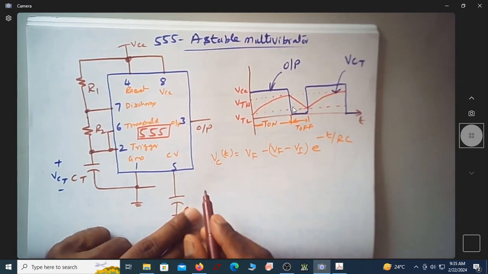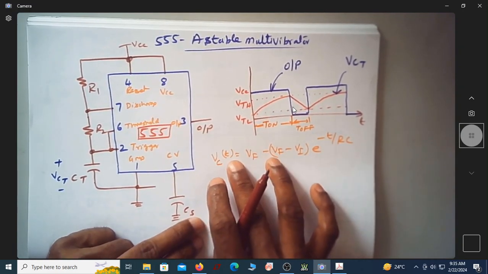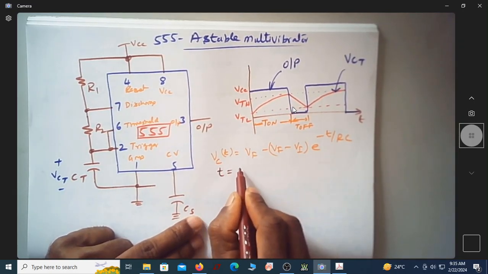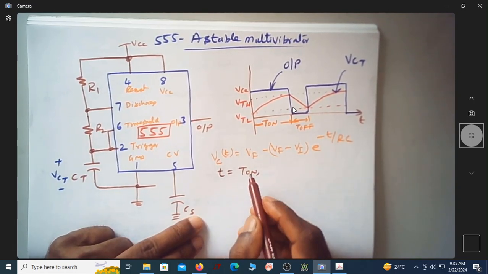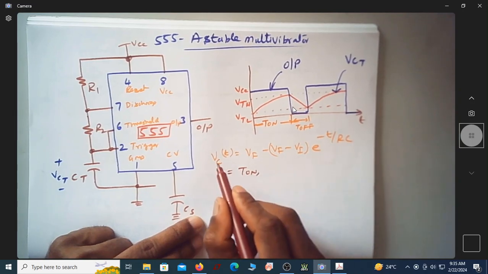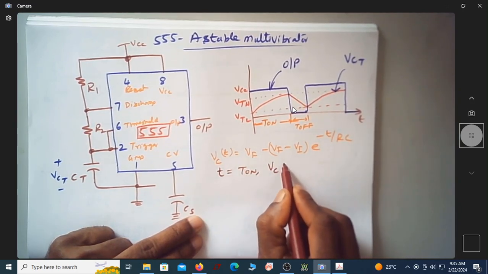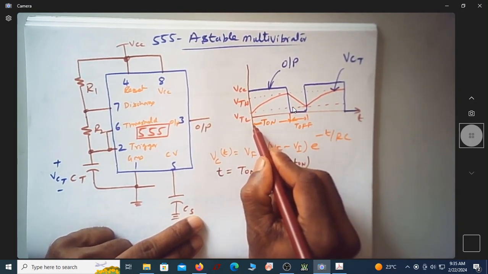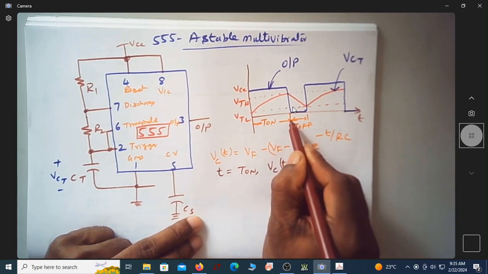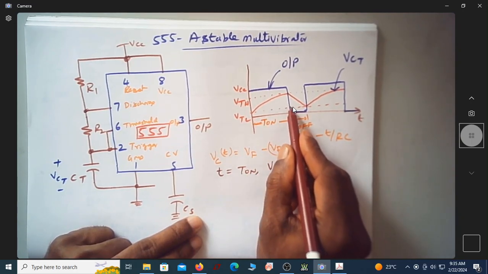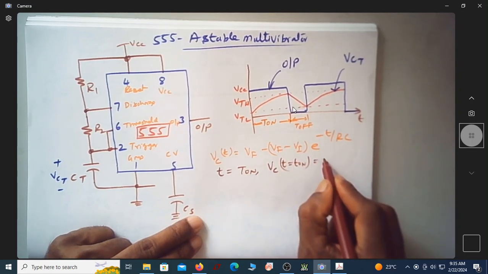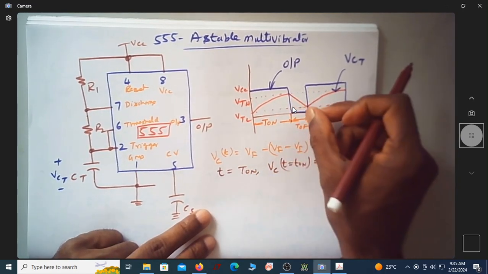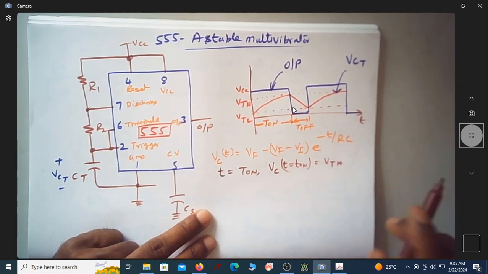Now if I want to use this equation to find the on time, for t equal to T on, the voltage across the capacitor at t equal to T on is needed. If you consider this as the 0th time for your T on, from here to here it is T on. By the time the capacitor reaches this point, the voltage here is VTH in general. The voltage at the edge of the on time is VTH, that is the capacitor voltage.